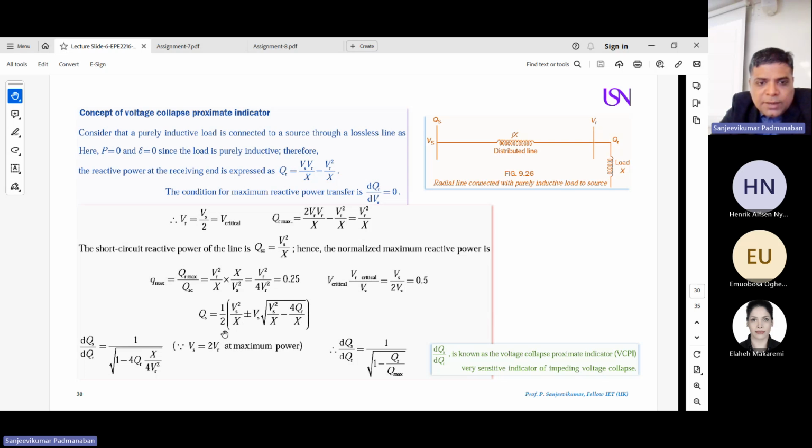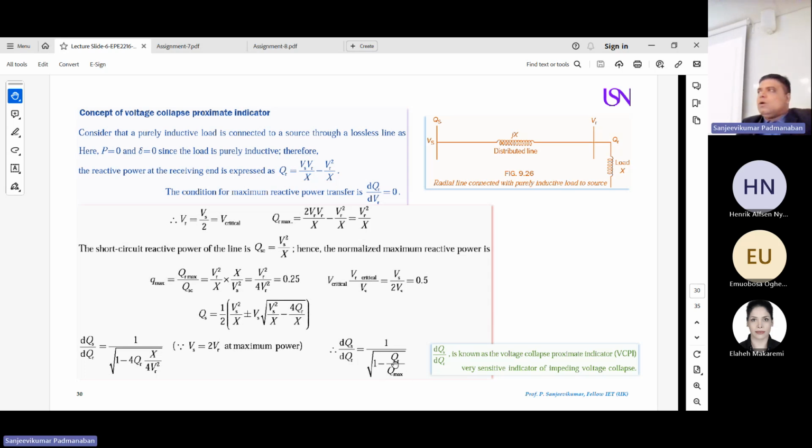Qs is equal to 1 divided by 2, Vs square by X plus or minus Vs into root of Vs square by X minus 4 QR divided by X. This is the equation. Finally, I want to find the differentiation of it, so I find the resultant something like this. If you want to maximize, you put Vs equal to 2 times VR. Then this term will become maximized, and I can further reduce this term as 1 divided by root of 1 minus QR divided by Q max, the reactive power on the receiving end divided by Q max.